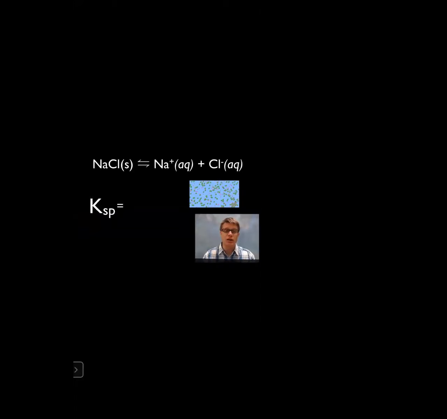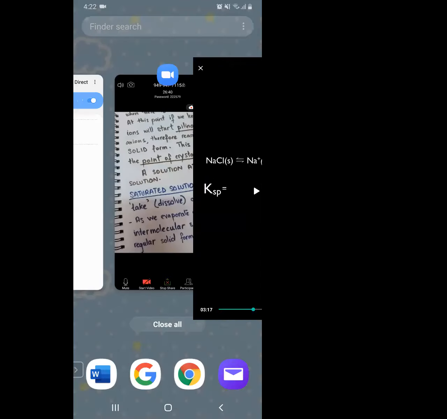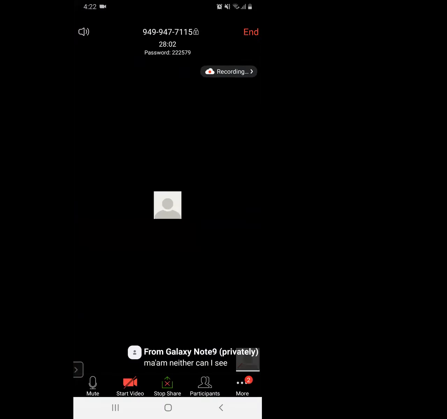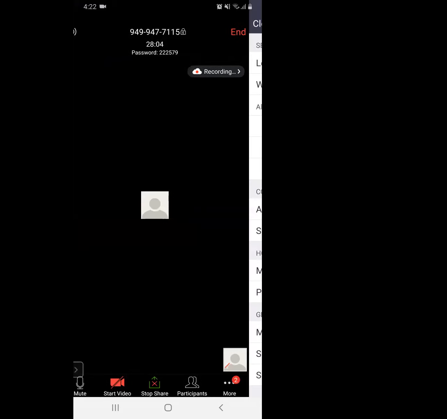Now he's showing another salt. Again, there are lots and lots of ions in the solution. And you can see that the ions, the cations and the anions, have started piling up on each other at the bottom. So they are crystallizing again. They're again resuming their solid arrangement. Right? This is called crystallization. At this point, the solution is said to have reached its point of crystallization.